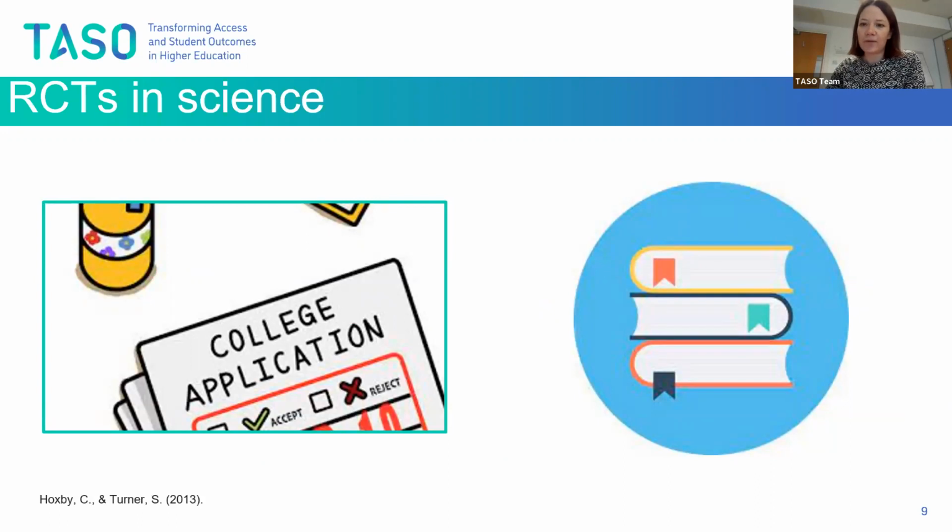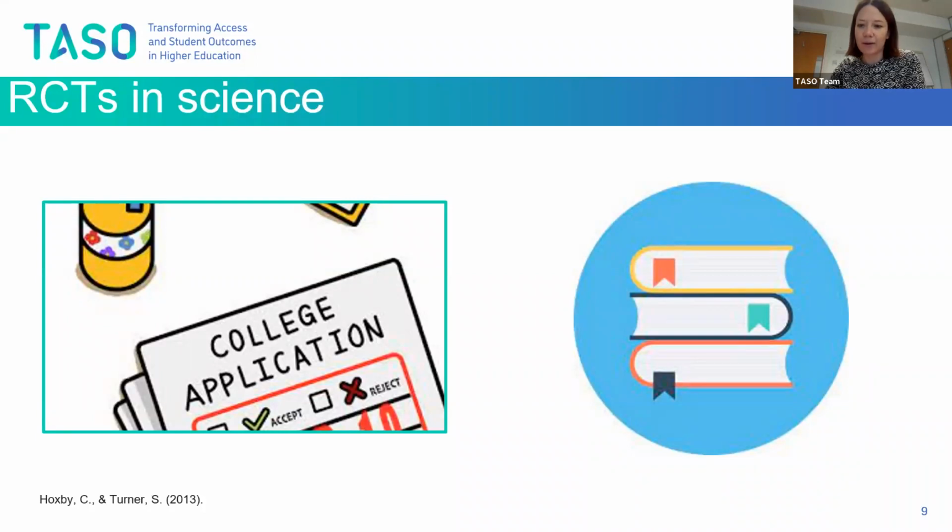So to look at a couple of examples of where RCTs have allowed us as researchers or social scientists to observe causal evidence of an intervention working well. There are loads of examples of this, particularly in the US literature, and I've tried to just pick a couple that feel relatable to us and our work in HE.